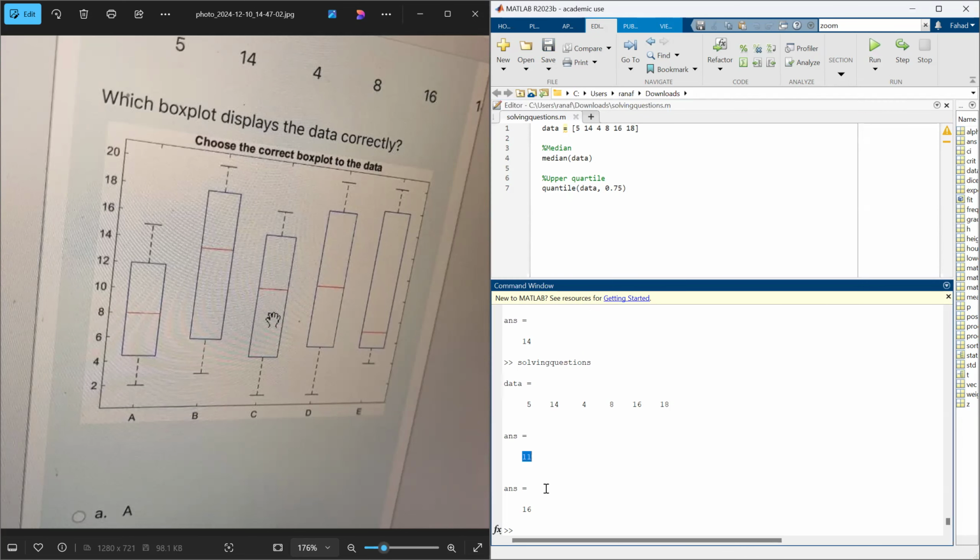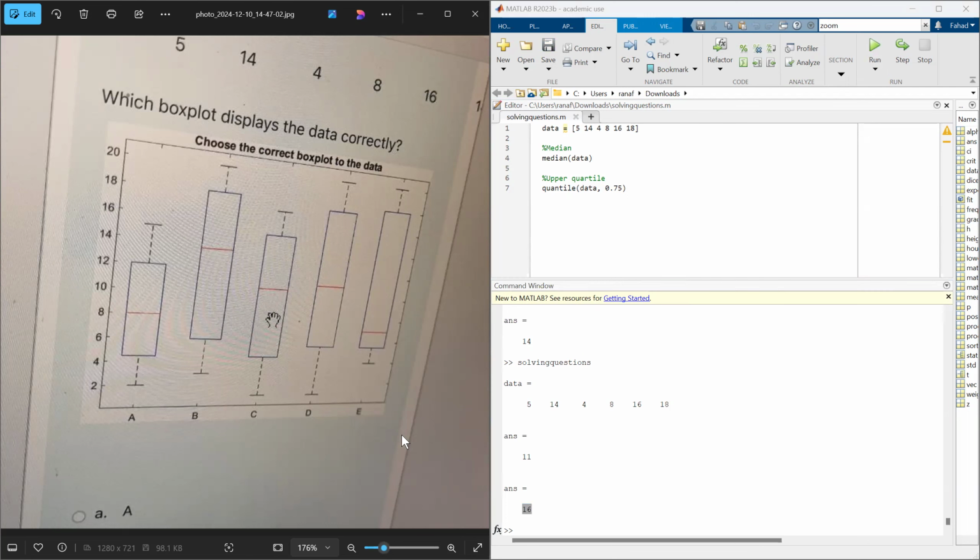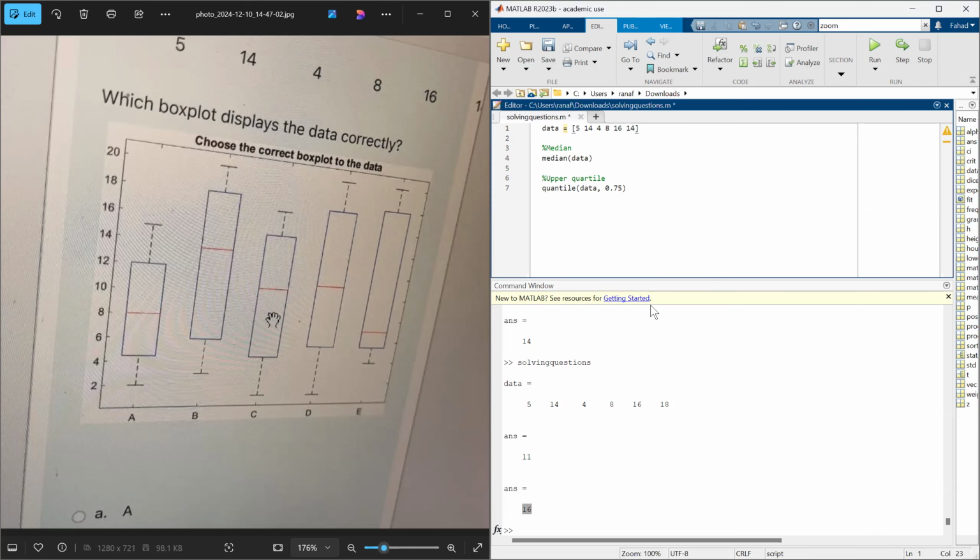The median is still the same. The upper quartile changes to 16. Well, thing is the professor himself said it's 16. But you know what? I will trust Mustafa. Okay, Mustafa is saying the last number is 14. He sounds trustworthy.